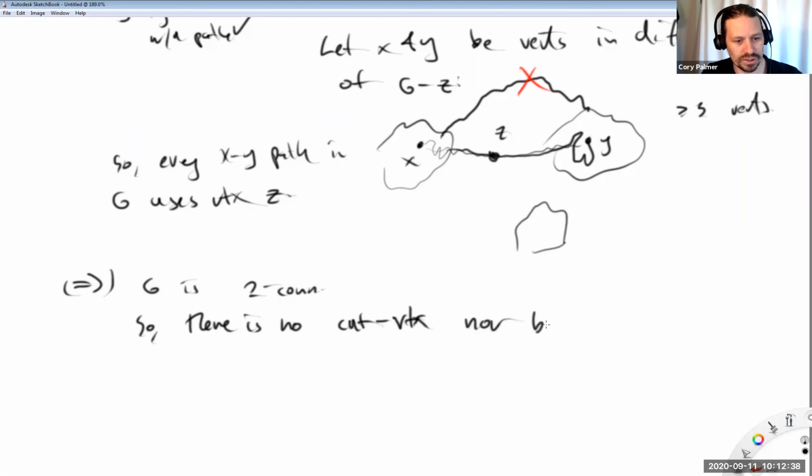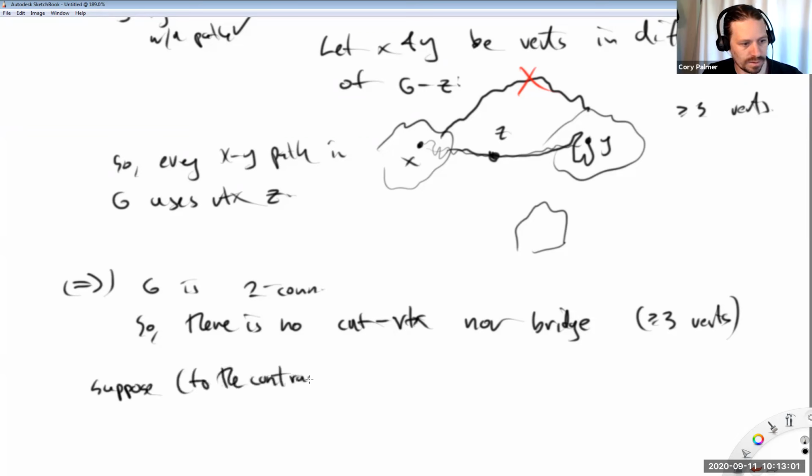And there's no bridge. Right? As Cameron observed before, bridges give rise to cut vertices. If there's no cut vertex, there's no bridge. And again, this is using that there's at least 3 vertices, because formally, you could have a bridge if you just had the 2 vertices and the edge between them. Okay, so now suppose, to the contrary, that there exist 2 vertices x and y in the graph that don't have 2 paths between them.